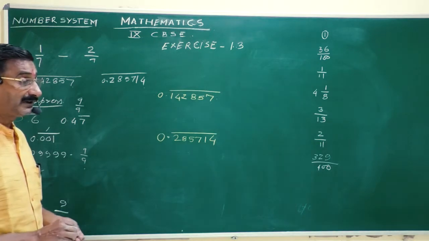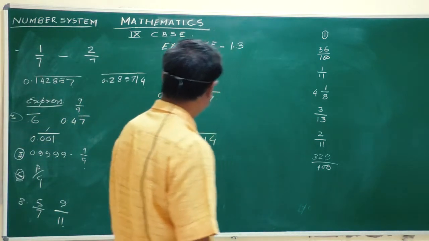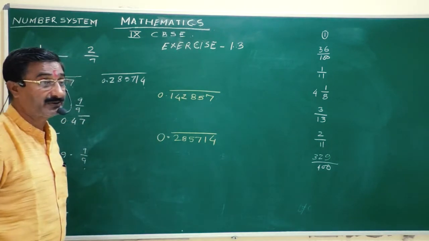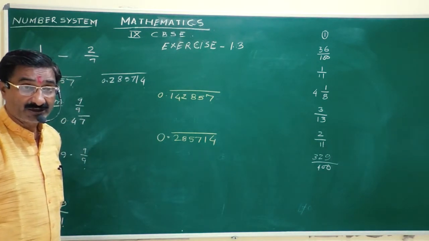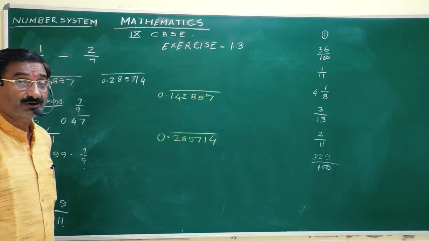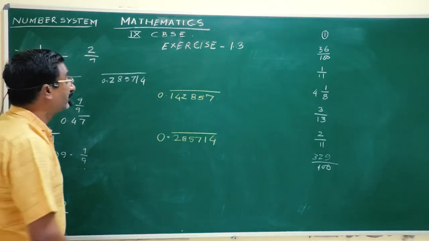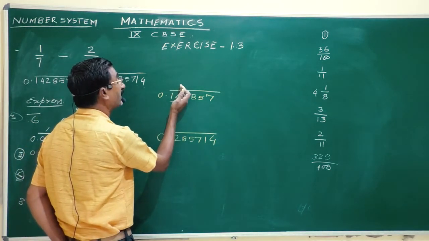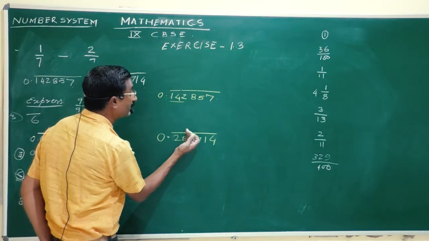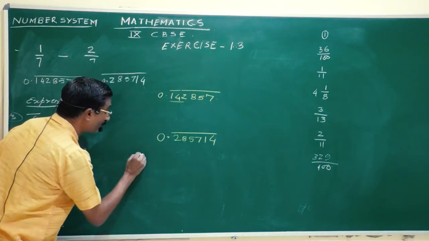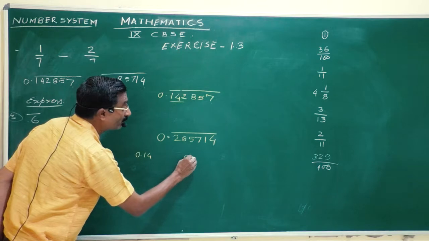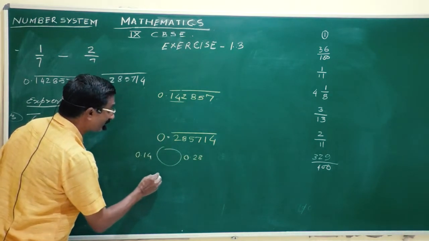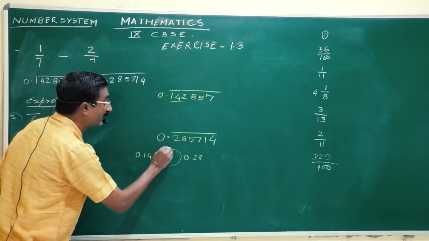Now we have to write down the irrational number in between these two. It means it should not be repetitive, as well as it should not be terminating. I will start: this is 0.14 and this is 0.28. There are so many numbers we can find. There are infinite numbers, as we have already discussed.